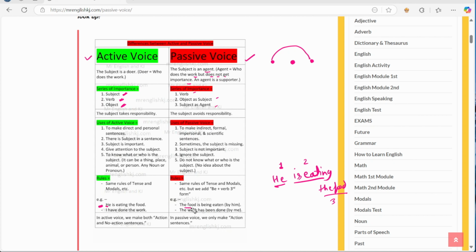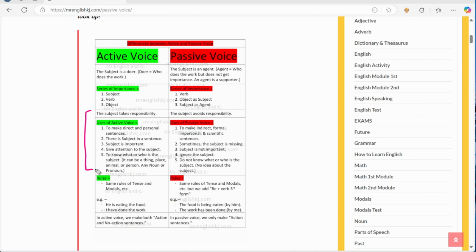Subject is the most important in active because it comes front, okay? But in passive voice, what we do, as you can see, the food comes first, then the verb, then at the end we have by him. Meaning to say subject is not important here. It goes at the end, okay? So, in the passive, we highly focus on verb, object as subject, meaning to say this one, the object who is in the position of subject, as you can see here, and the subject as an agent. The agent, because it is not important. Okay, let me make it easier.